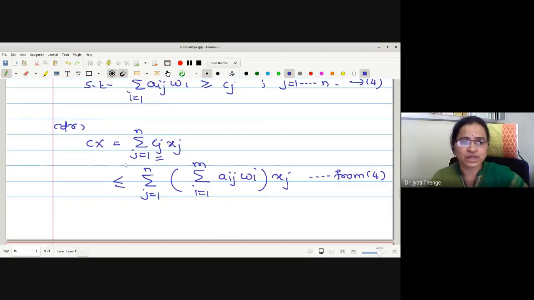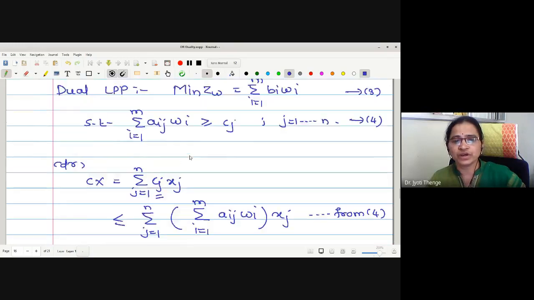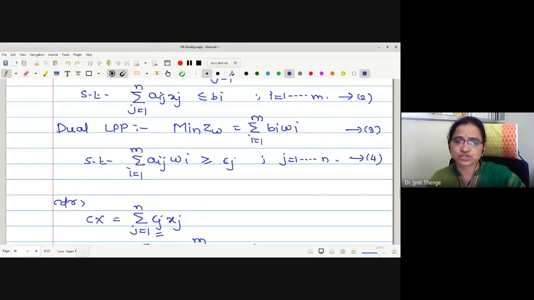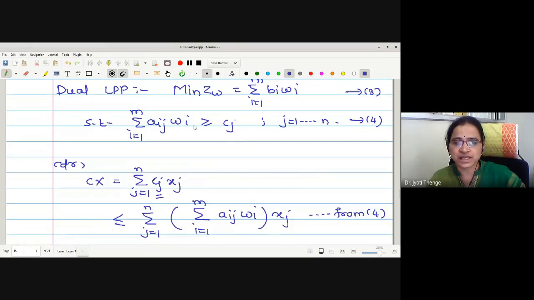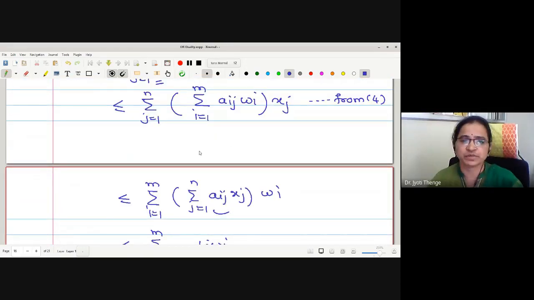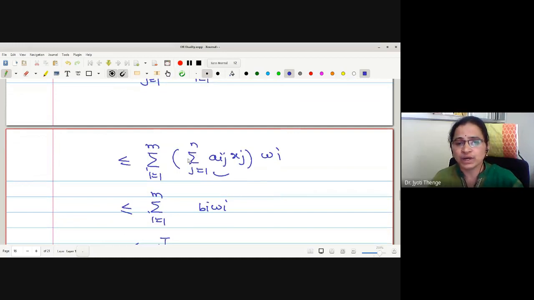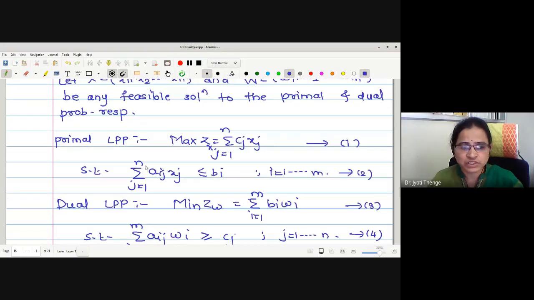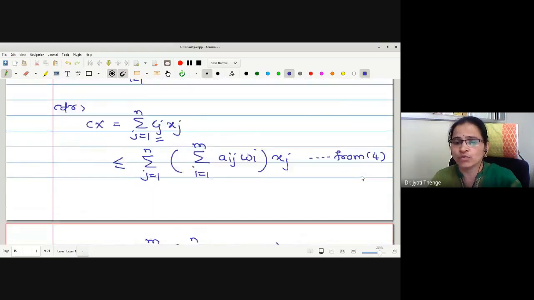In order to prove the result, we will start with Cx. What is Cx? It is a matrix form actually, which is equal to summation Cjxj. Now what are we going to do? We are going to use this fourth equation for Cj. We put the value: Cj is less than or equal to summation aijwi. I have just substituted, then interchanged the positions of the summations. We have written summation over i first, summation over j later, and aijxj together, with wi written separately. But this summation aijxj is less than or equal to bi, from equation 2.